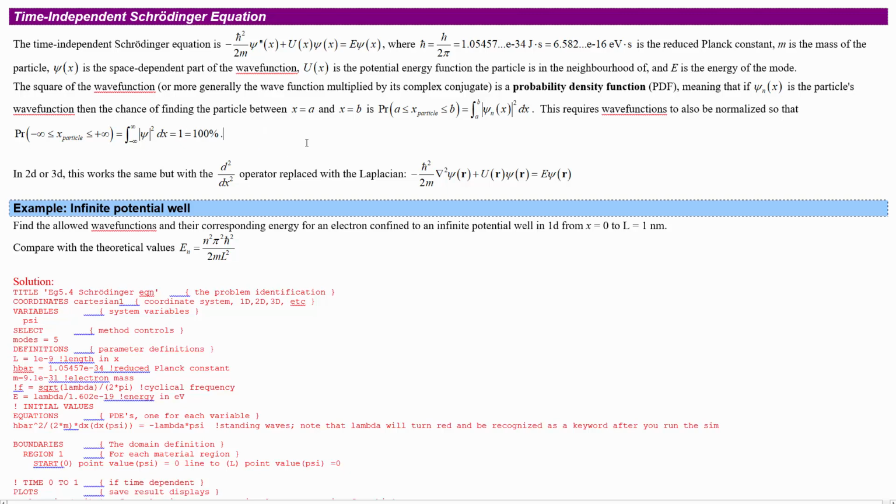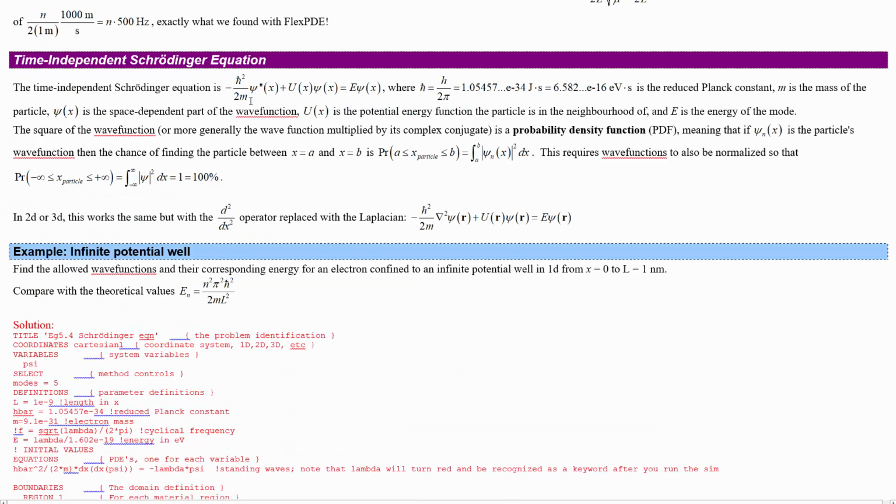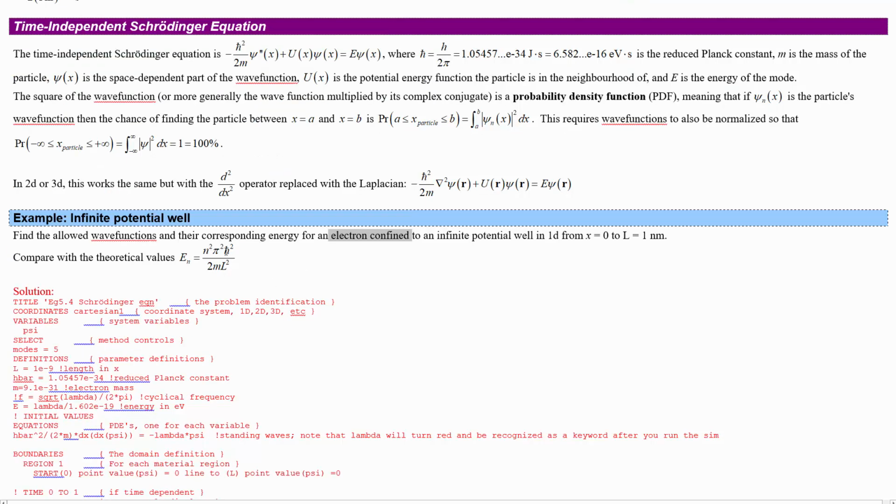Okay, so this is another example where we should be able to apply the mechanism of modal analysis to solve for some interesting physics. Let's try out this example on the infinite potential well. So we're going to solve the time-independent Schrödinger equation for various situations of different potentials. And this is an infinite potential well from x equals 0 to x equals L, and we're going to say L is 1 nanometer, and we're going to imagine that it's an electron confined in this well. And we're going to check if the allowed wave functions and their corresponding energy match up with the theoretical values for energy that we would expect.